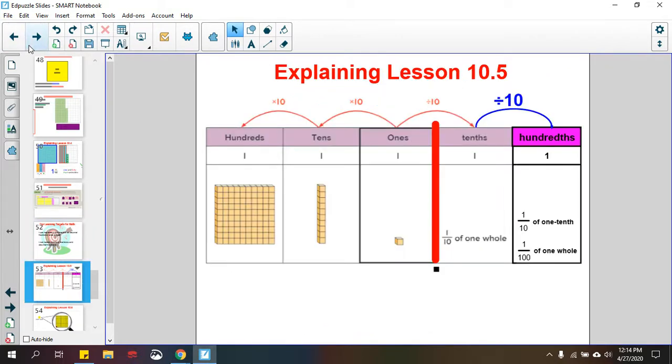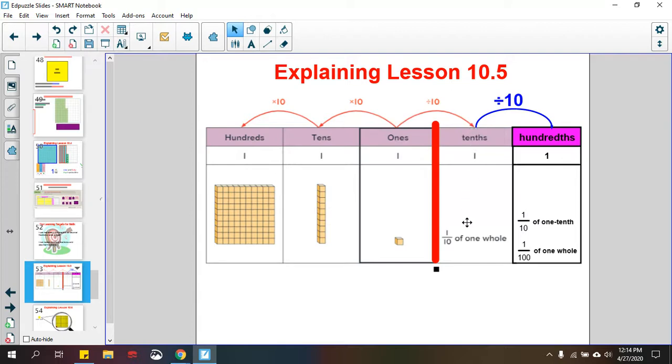All right, so going to move through this pretty quick, explain lesson 10.5. Again, we've got our place value chart here. We know in our base 10 place value, every time you move to the left one place, you're getting 10 times bigger because you need 10 of the object or 10 of the thing that comes before it to make the new thing. Also in base 10, if you're moving to the right, you're dividing by 10 or you're getting 10 times smaller.